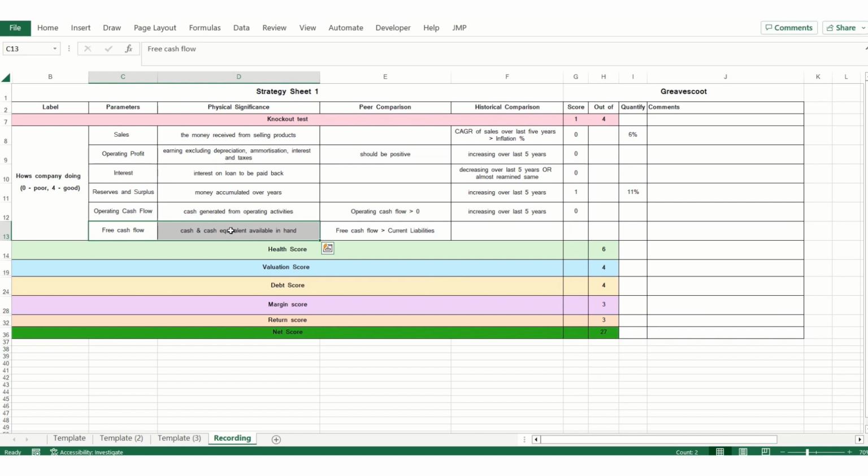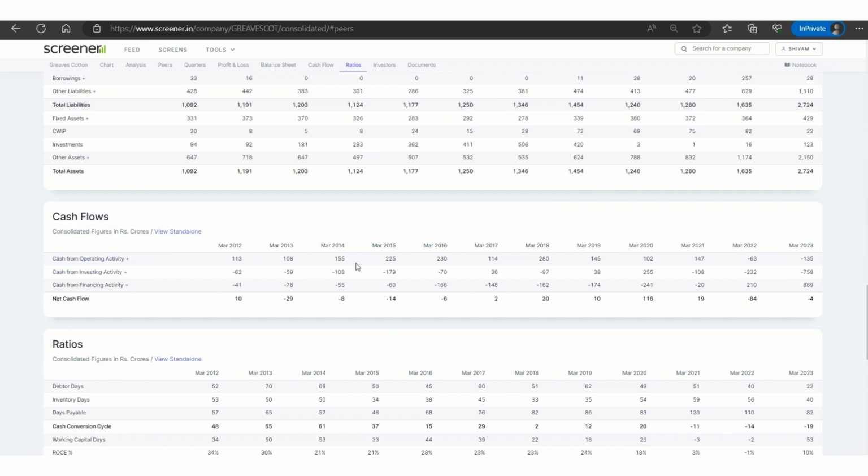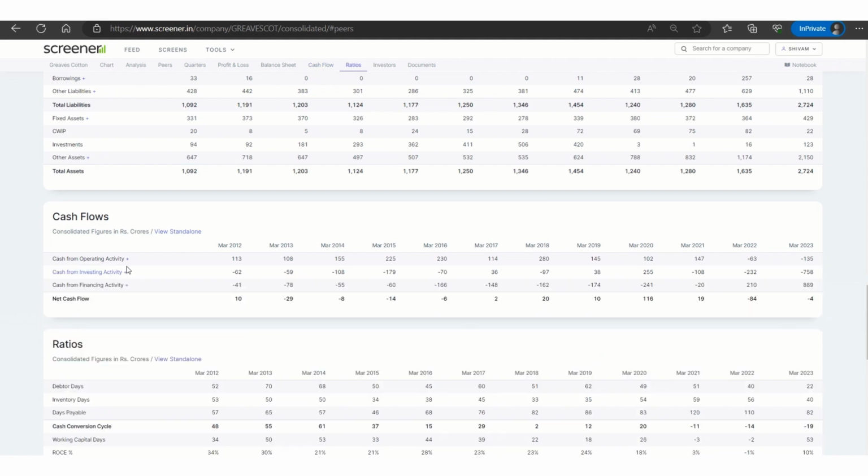Now the last is your free cash flow. If you remember, your free cash flow is your operating cash flow minus your capital expenditure, right? And the criterion is that your free cash flow should be greater than your current liabilities. So let's go to screener.in. If you want to calculate it, you can take from operating activities, which is minus 135 crores, and the capex, your capital expenditure, is your fixed assets purchase, so minus 79 crores, and you have also sold some of your fixed assets, so plus 8 crores. So this will total a minus 206 crores.